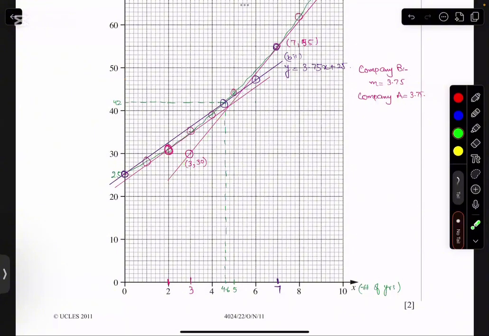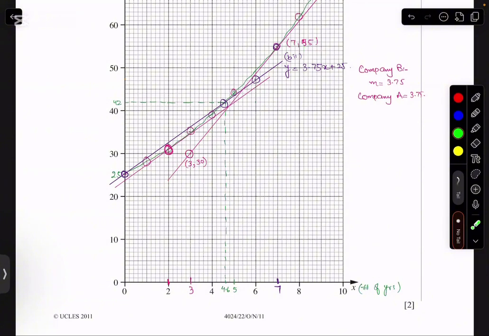Rate has to be the ratio for the y values. In this case, it's the values in dollars over the x values, which is the number of years in which the value has to increase. So if this is the tangent when x is equal to 7, this is the tangent that you have. So I got 2 points, 3 and 30, and 7 and 55.